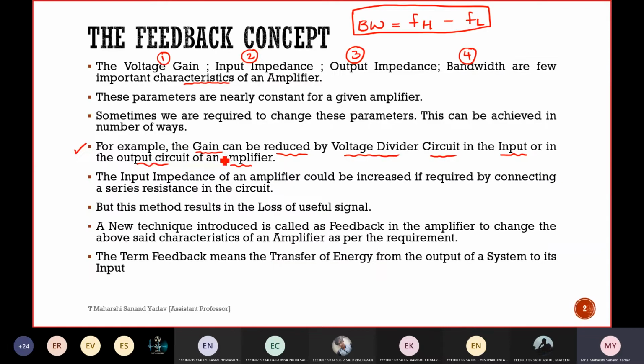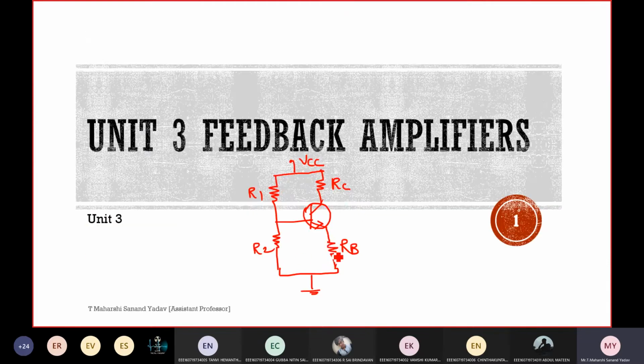See, he is saying something: the gain can be reduced by a voltage divider circuit in the input and in the output. Why is the gain reducing? To reduce gain, just now we did something in case of fixed bias and collector to base bias. At the emitter terminal, if there is a resistance, then obviously this leads to an increase in input impedance. If input impedance increases, gain will reduce. This is one of the important points. With the increase in input impedance, obviously the gain will reduce.